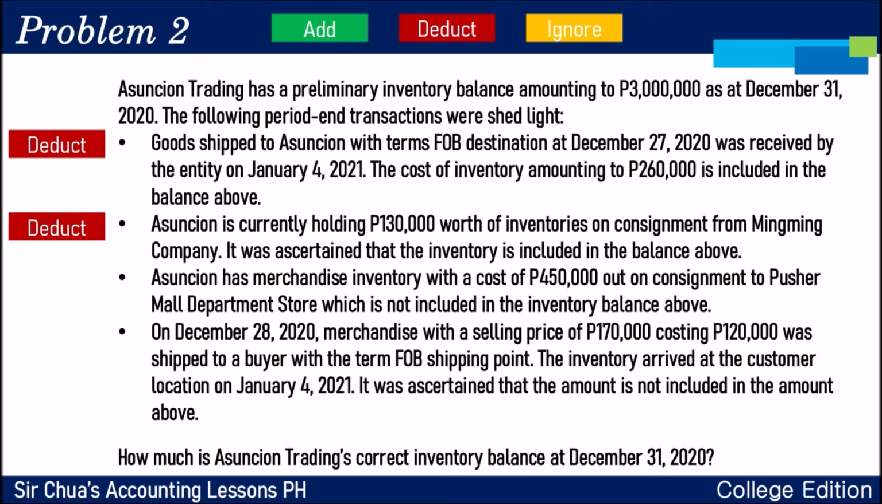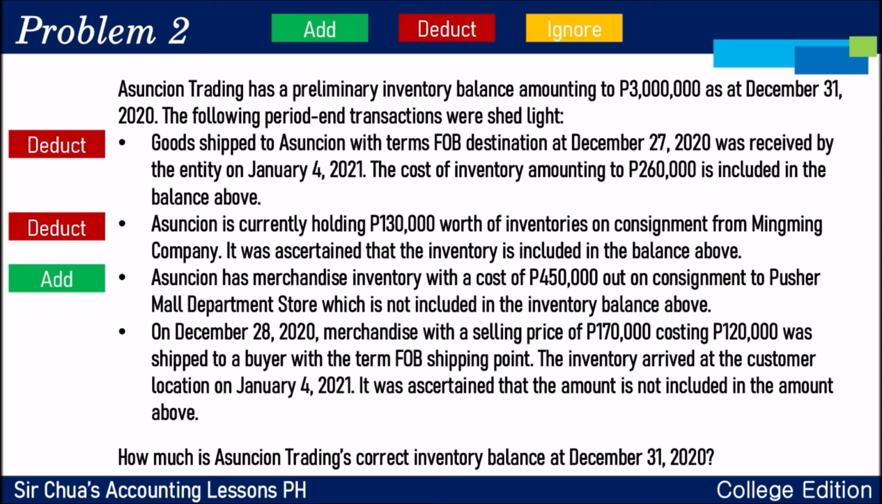Included, pero hindi atin. Huwag mong angkinin, deduct mo. Asuncion has merchandise inventory with a cost of 450,000 out on consignment to Pusher Mall Department Store. Tayo naman po yung may inventory. Nakipwesto tayo kay Pusher Mall Department Store with a cost of 450,000. It's not included in the inventory balance. Atin po ba yung 450,000? Certainly, atin yan. Kasi goods out on consignment siya. Nakipwesto tayo kay Pusher Mall. 'Di ba? Okay, since it's not yet included in the inventory balance, pero atin po siya, you need to add that amount. Kasi atin yan.